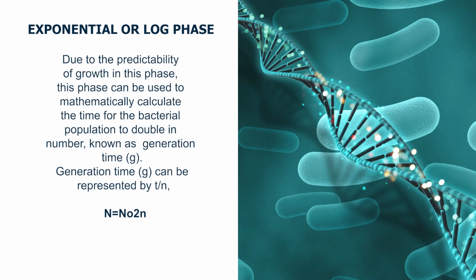In optimal conditions there is very rapid growth, while less ideal conditions will slow the growth. Due to the predictability of growth in this phase, it can be calculated mathematically with time by this formula, in which G is generation time, represented by T by N, where T is time and N is the number of cycles.